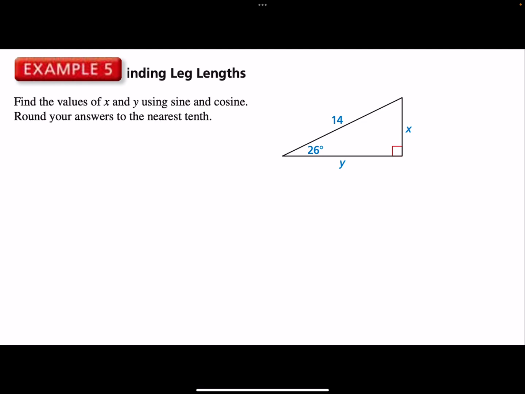All right. Wow. Apparently that didn't come out well. This should say finding leg lengths. Find the values of x and y using sine and cosine. Round your answers to the nearest tenth.